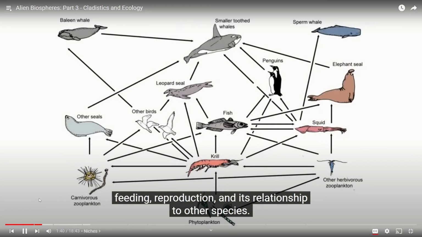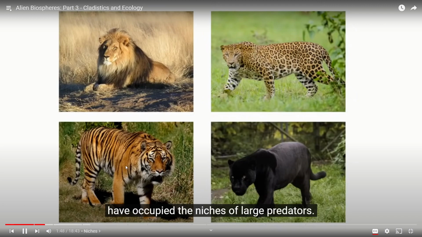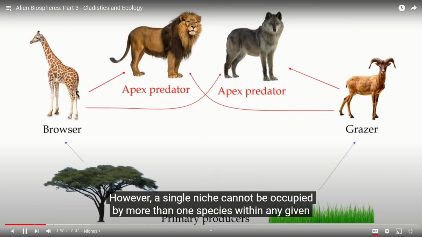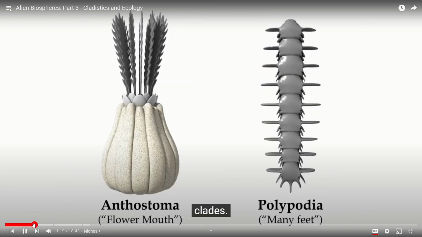Reproduction, and its relationship to other species. Clades will often specialize for a group of related niches, such as how the big cats have occupied the niches of large predators. However, a single niche cannot be occupied by more than one species within any given ecosystem.